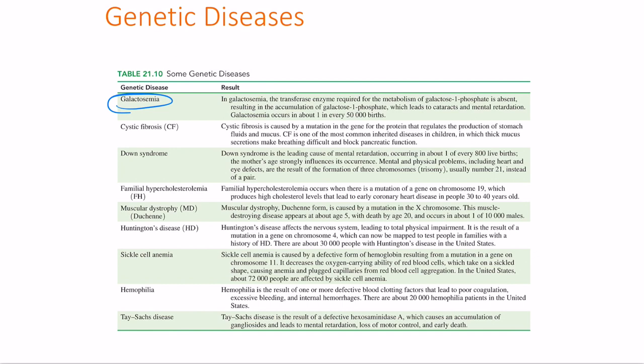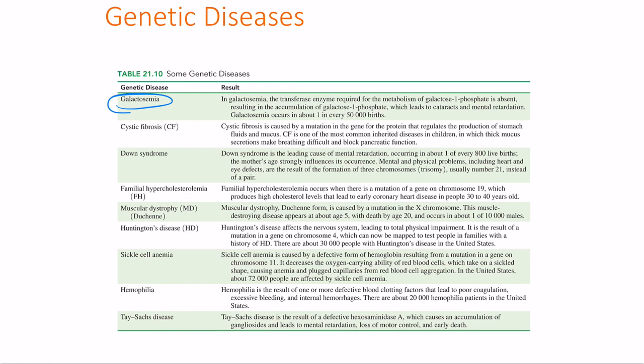You have cystic fibrosis, which is a mutation in the gene of the protein that regulates the production of stomach fluid and mucus. It is one of the most common inherited diseases in children, where you can get a thick mucus secretion, making breathing difficult and possibly blocking pancreatic function.